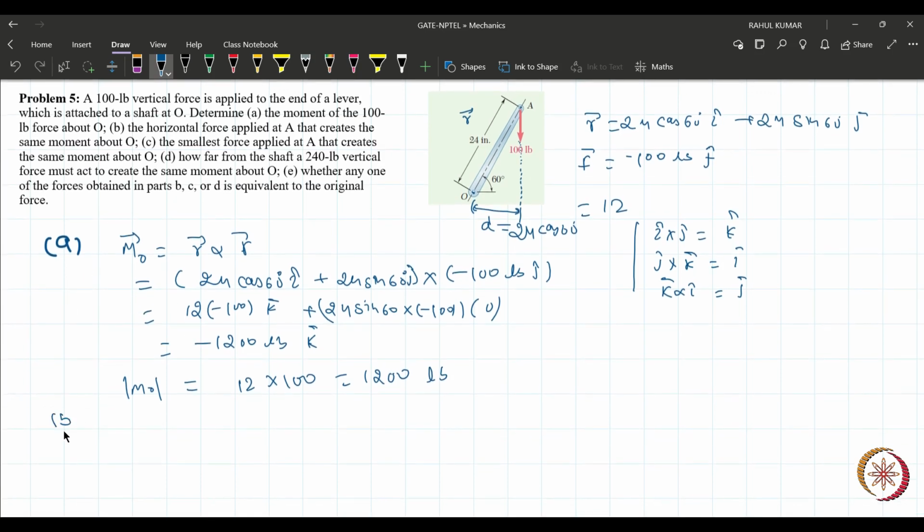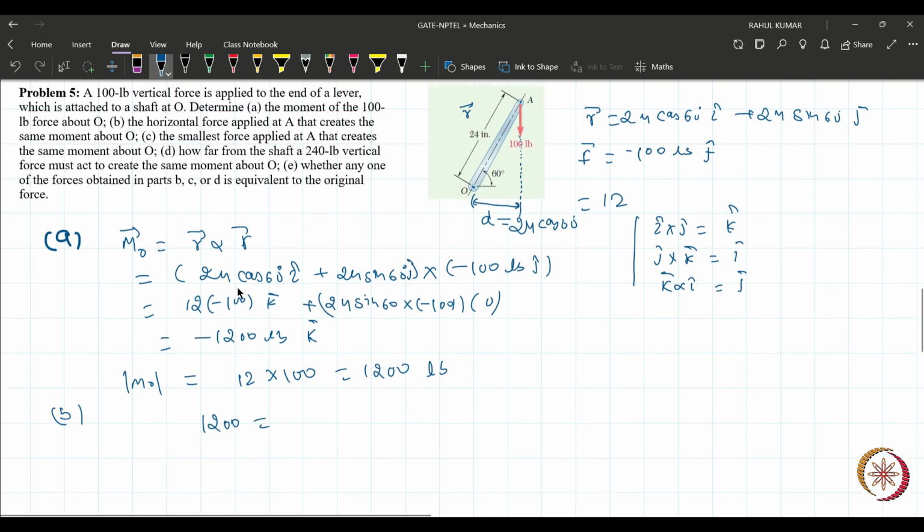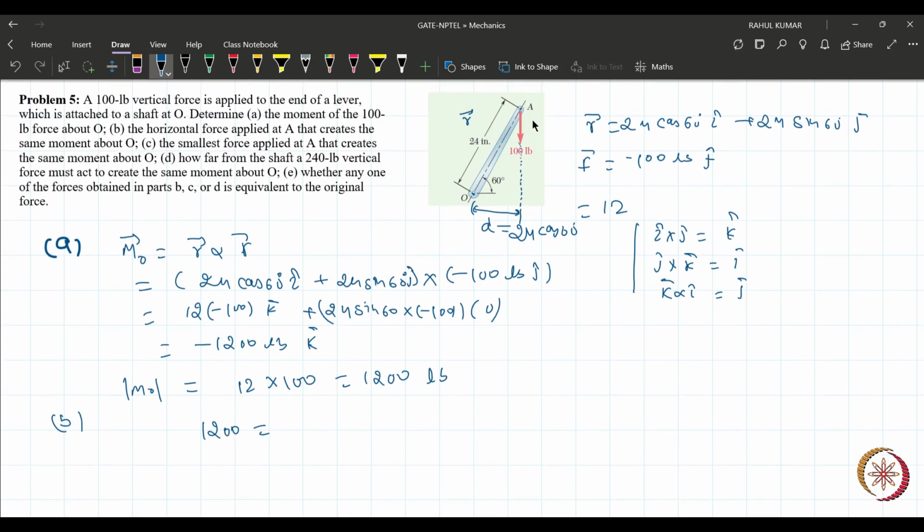Now we will solve part B. It is asking for the horizontal force applied at A that creates the same moment about O. What is the moment about O? That is 1200. Now we want to equate it with the horizontal force applied at A.